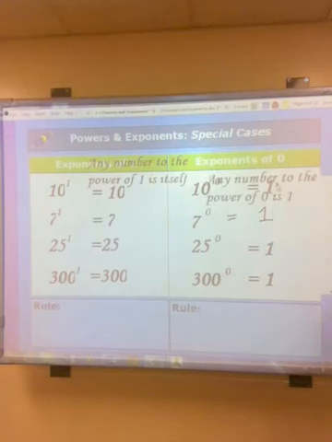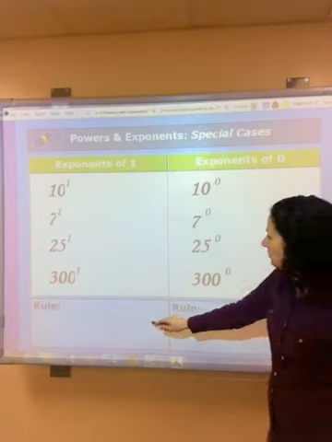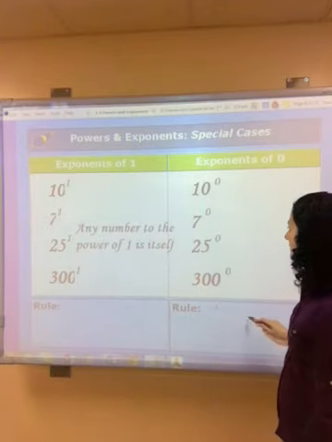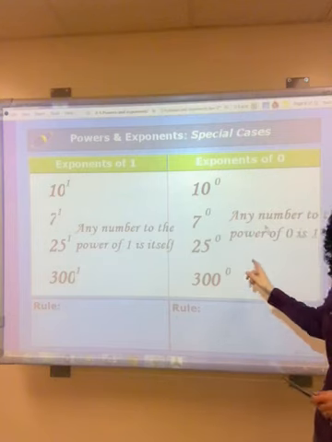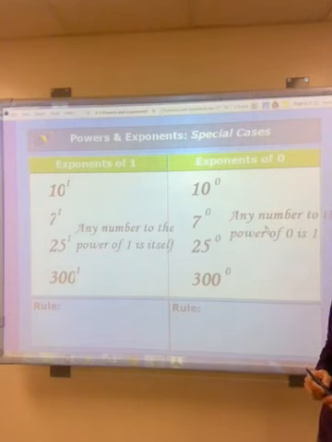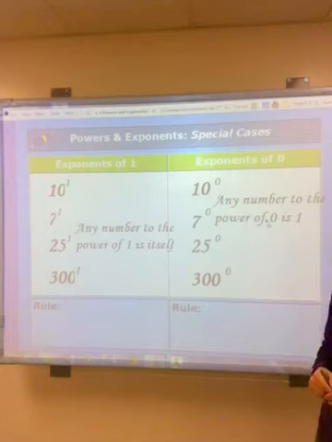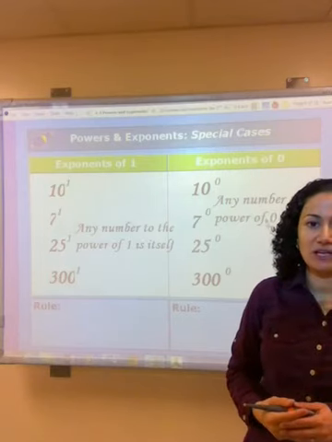Write those rules down somewhere. I will bring up those rules so you can copy them into your notes. Any number to the power of 1 is itself. Any number to the power of 0 is 1. Please copy those onto your note sheet. You know, you can always pause the video if you need more time.